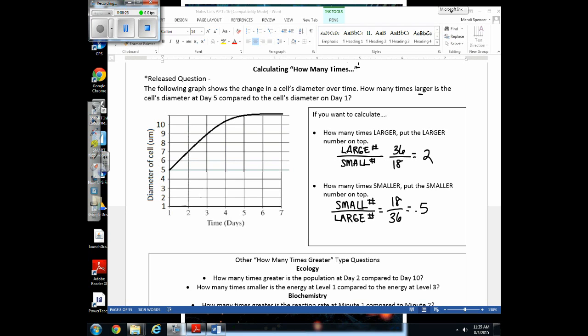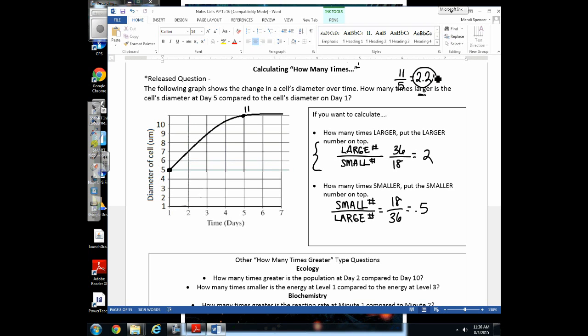So the question says, the following graph shows the change in the cell's diameter over time. How many times larger is the cell's diameter at day 5? So let's get that number. It's 11 compared to the cell's diameter on day 1, which is 5. So again, we're trying to calculate how many times larger, so we're going to use this formula right here. So we have 11 divided by 5. And you can tell that on day 5, it's about twice as big as what's on day 1, so our number should be around 2. And when we divide 11 by 5, it gives us 2.2. So there's our correct answer.